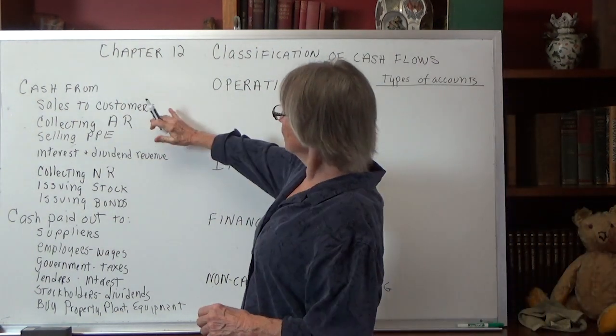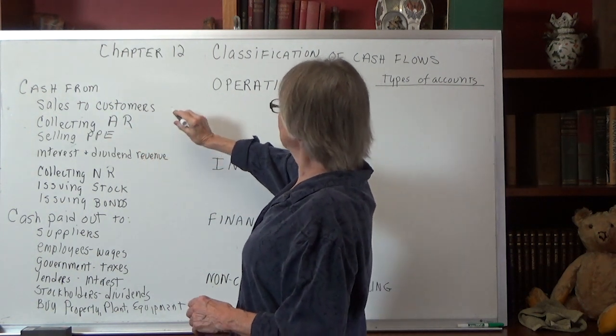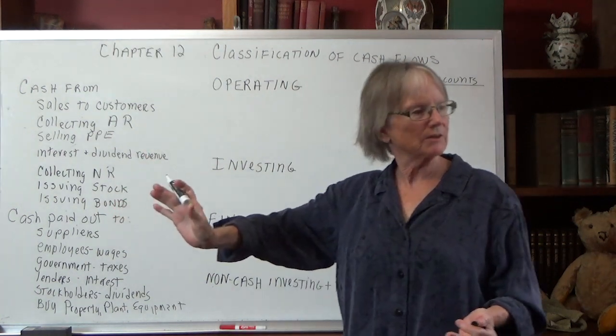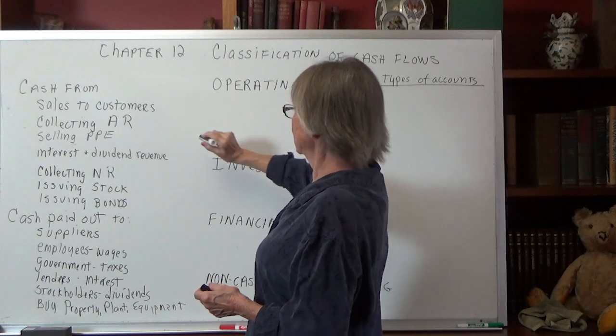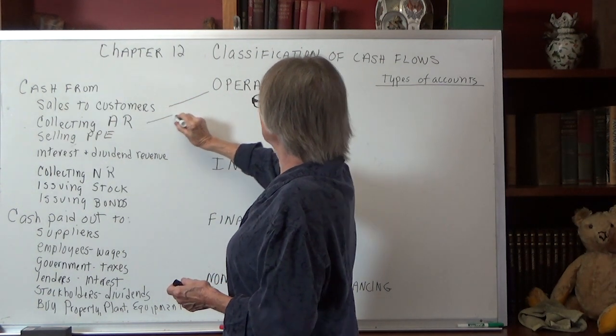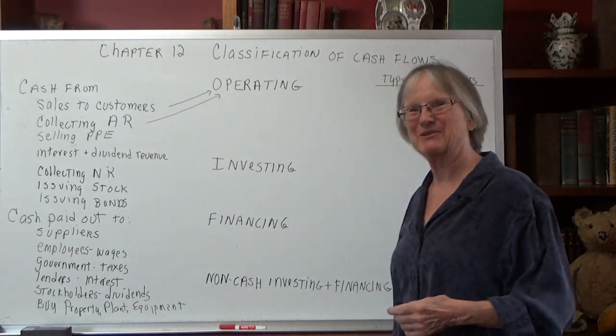So if you get sales from the customers, collecting accounts receivable, those are probably going to be operating cash flows. Okay, so we would have... I'm just going to, let's see, what's the best way to do this? We would have these. I'm just going to go like this: operating cash flows. Okay, how's that? Then I don't have to rewrite everything.